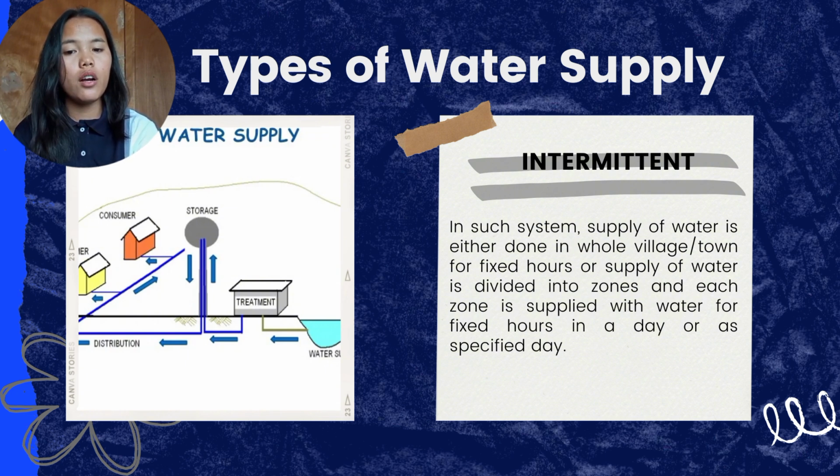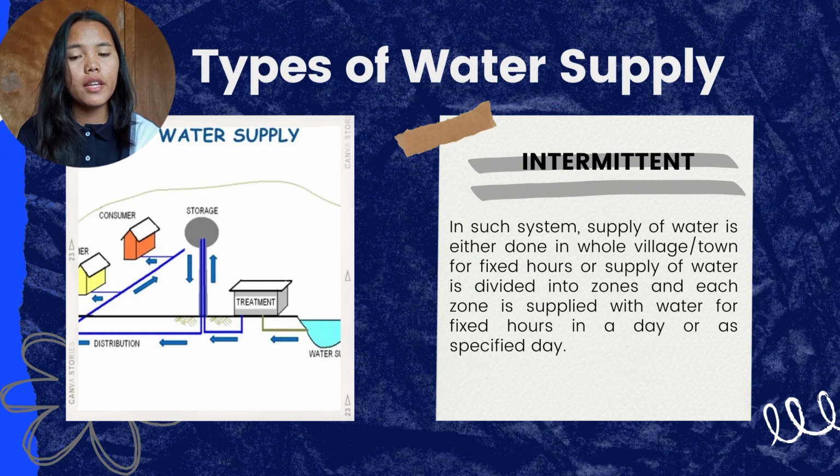It reduces operational costs since water is supplied only during certain hours. Less energy and infrastructure maintenance are required, potentially lowering costs for water providers. The advantage is also adaptability for resource-limited areas and flexibility during scarcity. The disadvantages are inconsistent access and increased contamination risk.